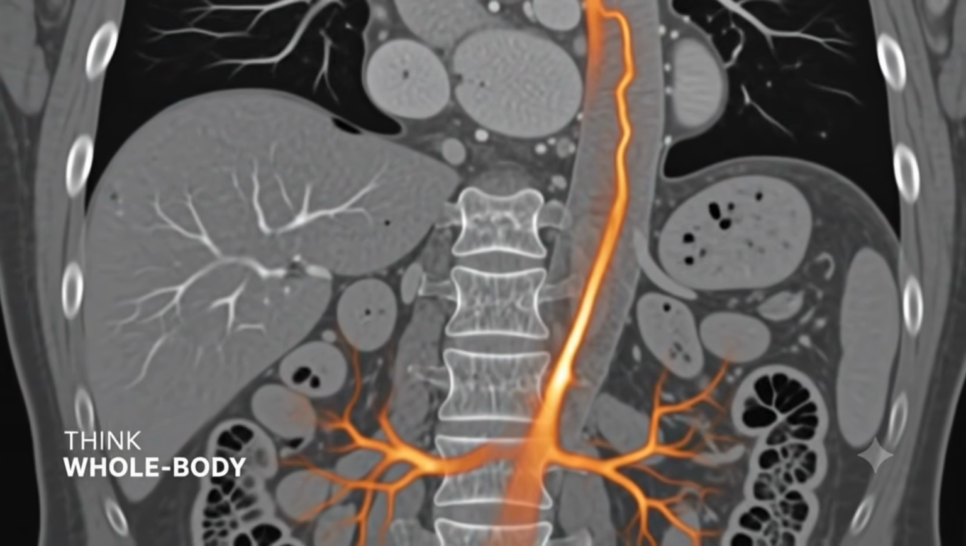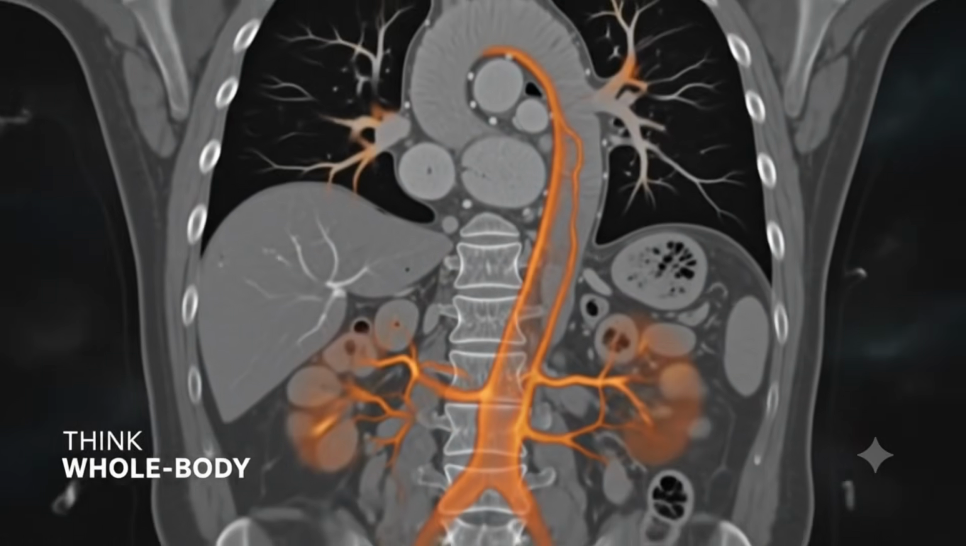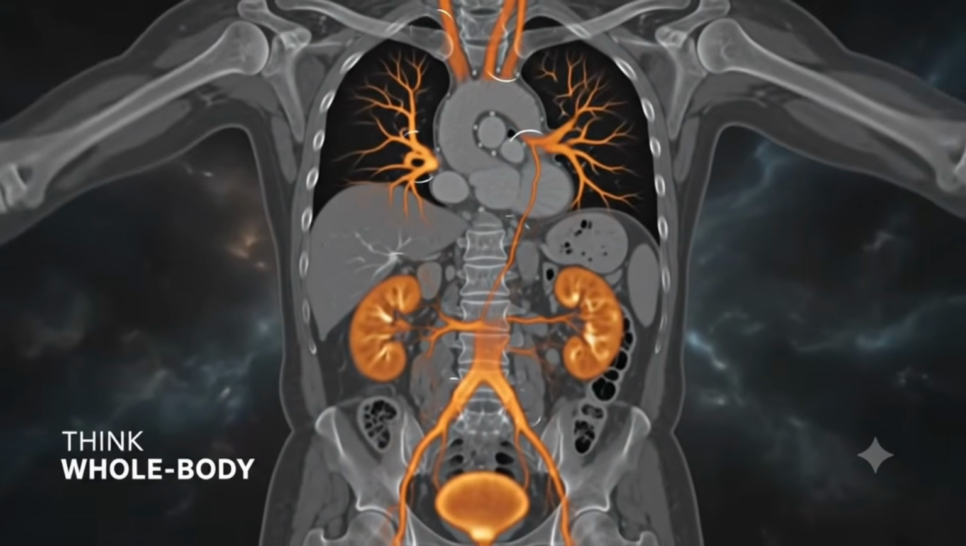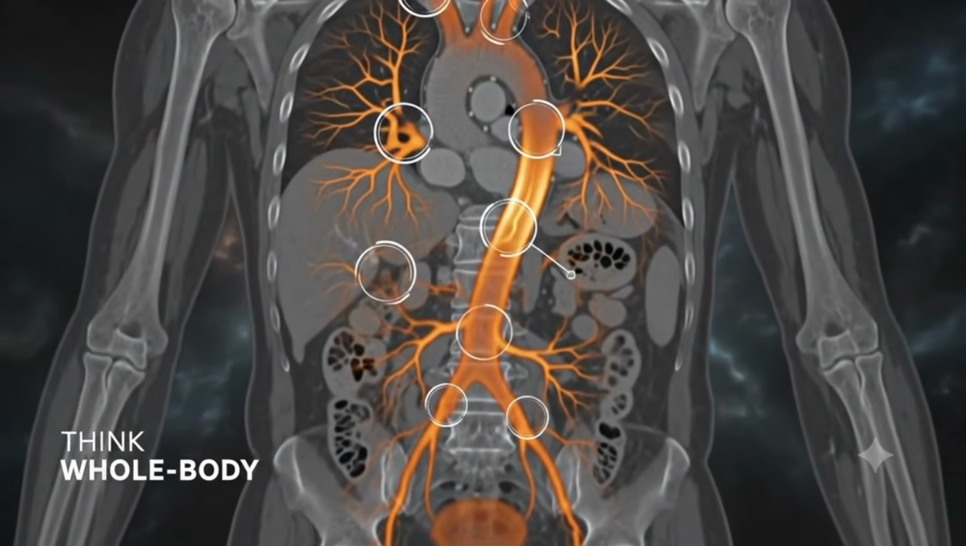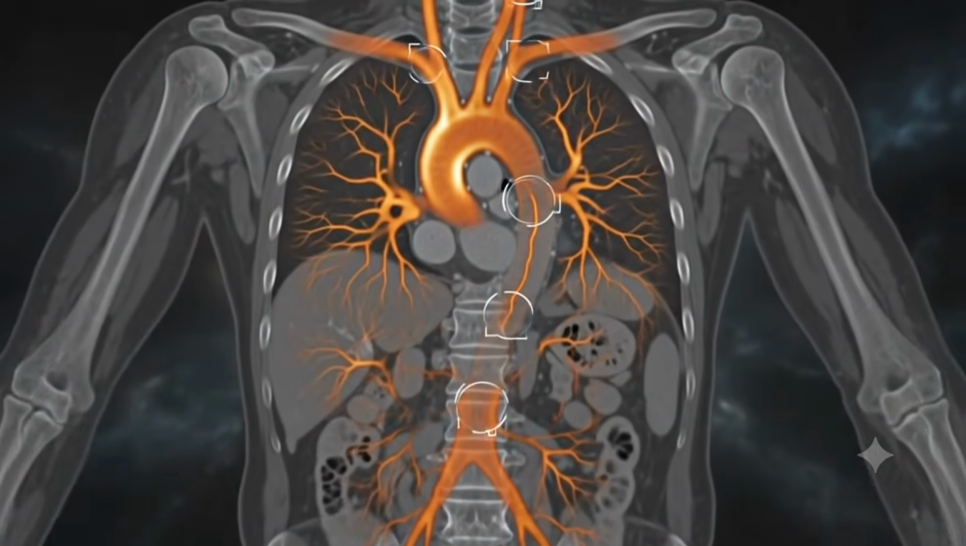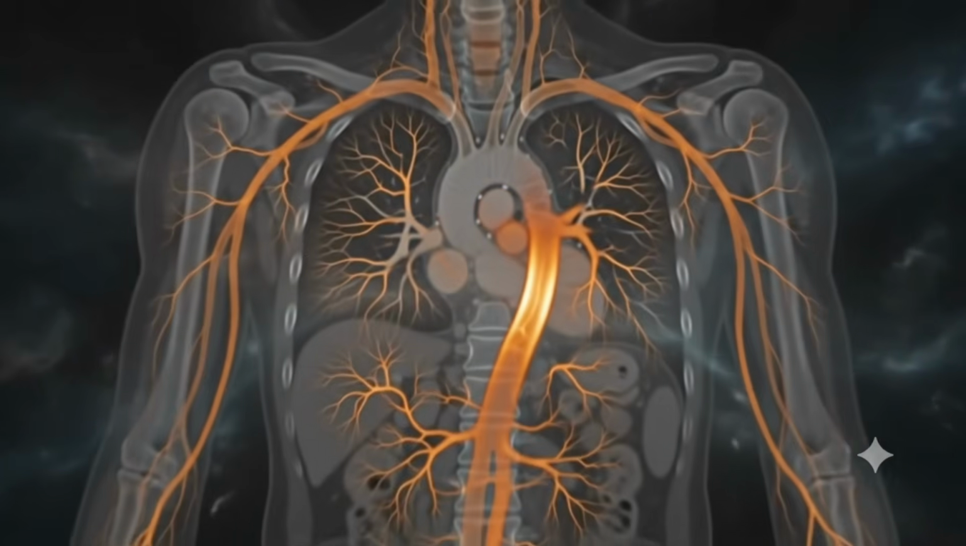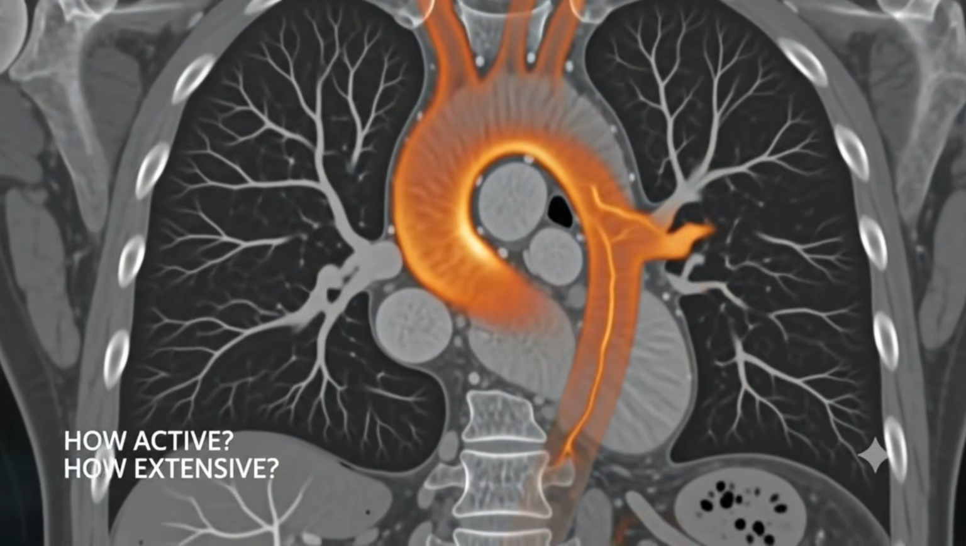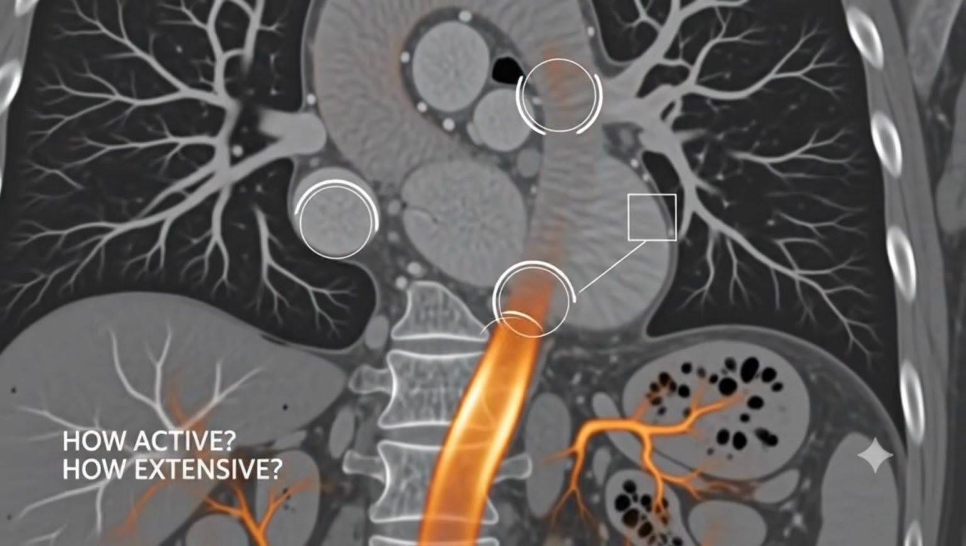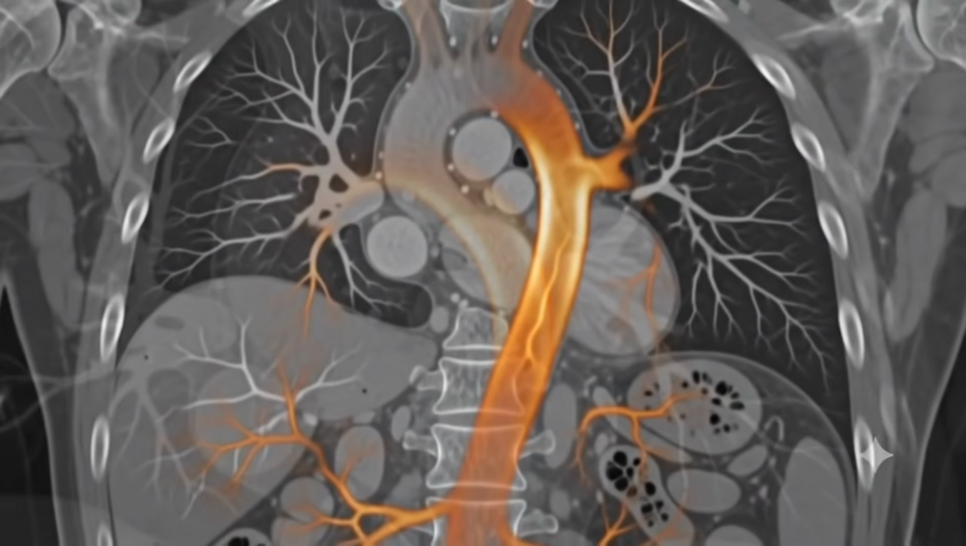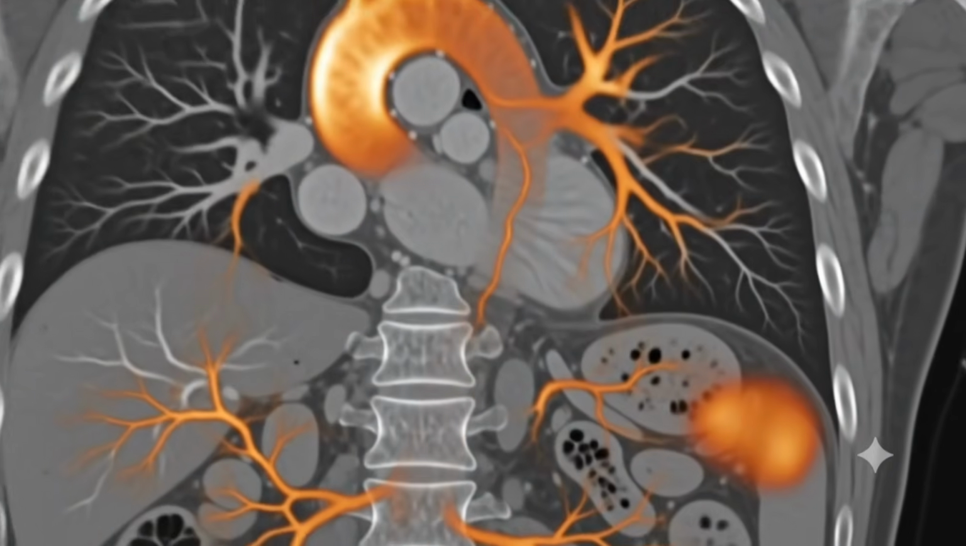But vascular inflammation should never be interpreted in isolation. A whole-body assessment reveals the distribution of arterial involvement and helps distinguish disease-unrelated findings. The next question is not simply whether uptake is present. We assess intensity and distribution, the extent of vascular involvement, and its significance in the clinical context.